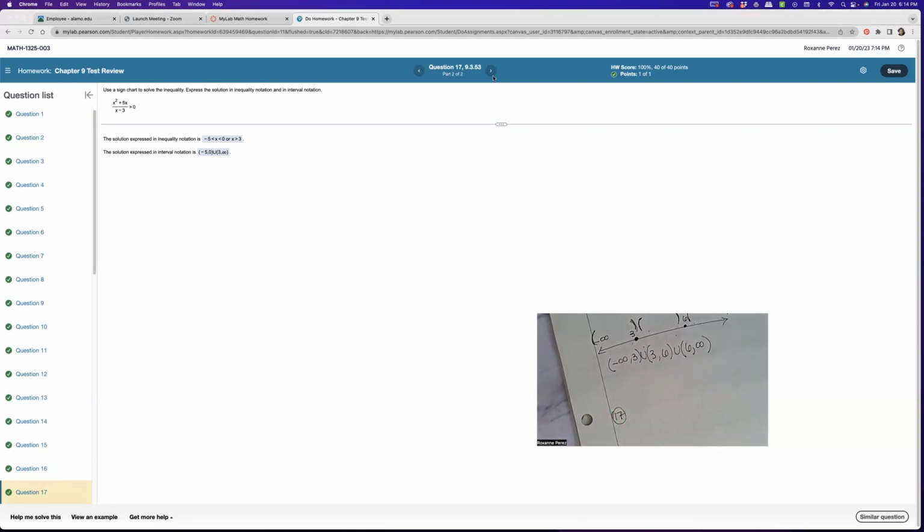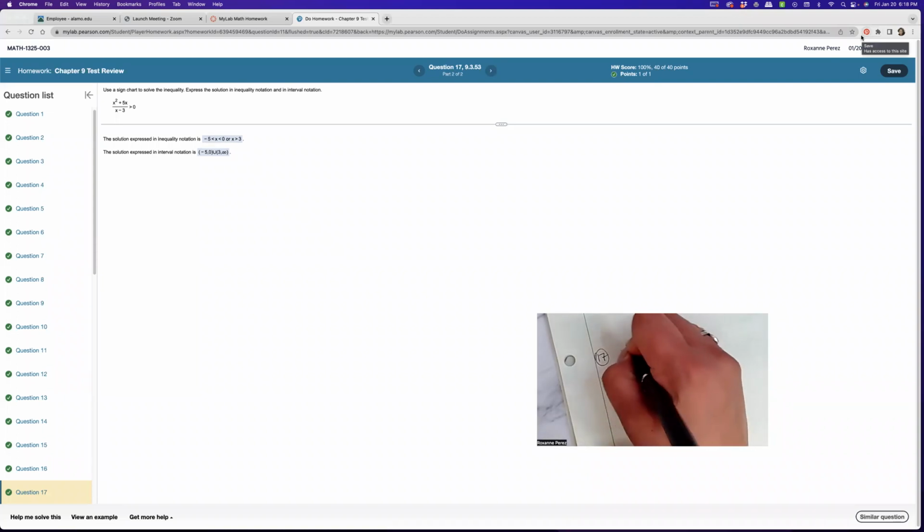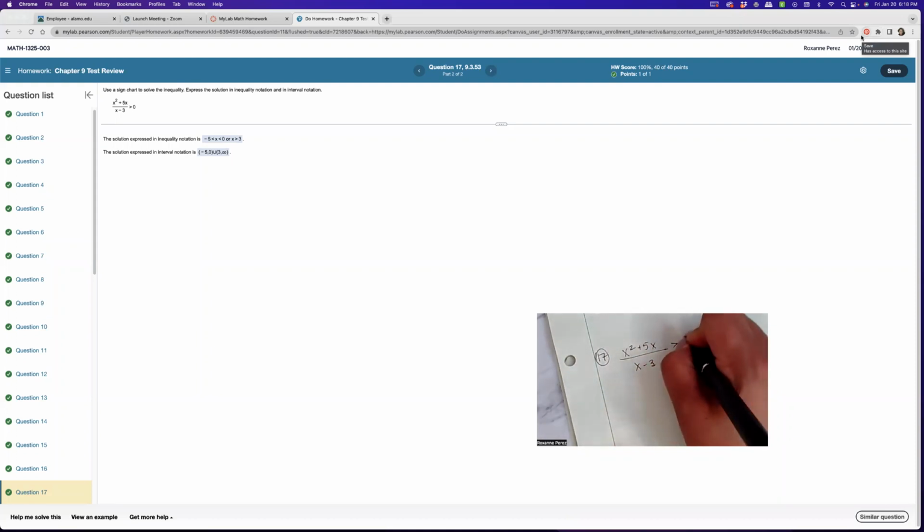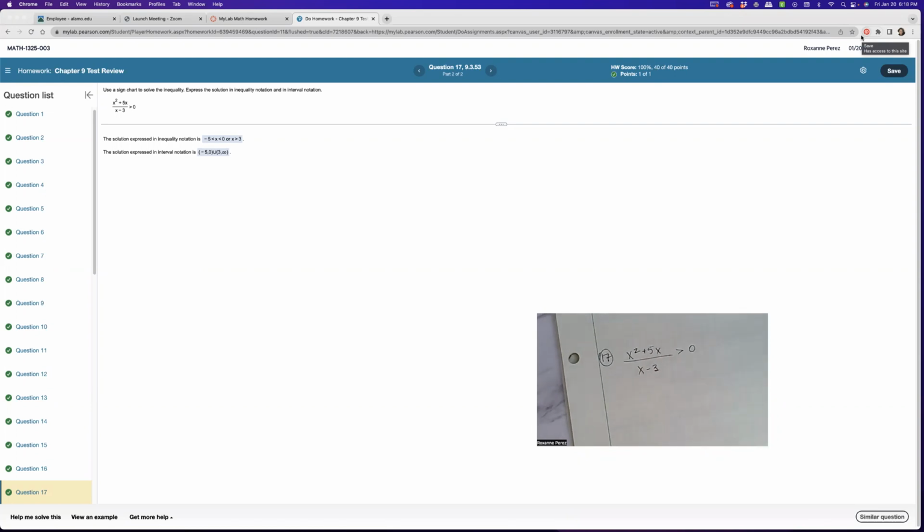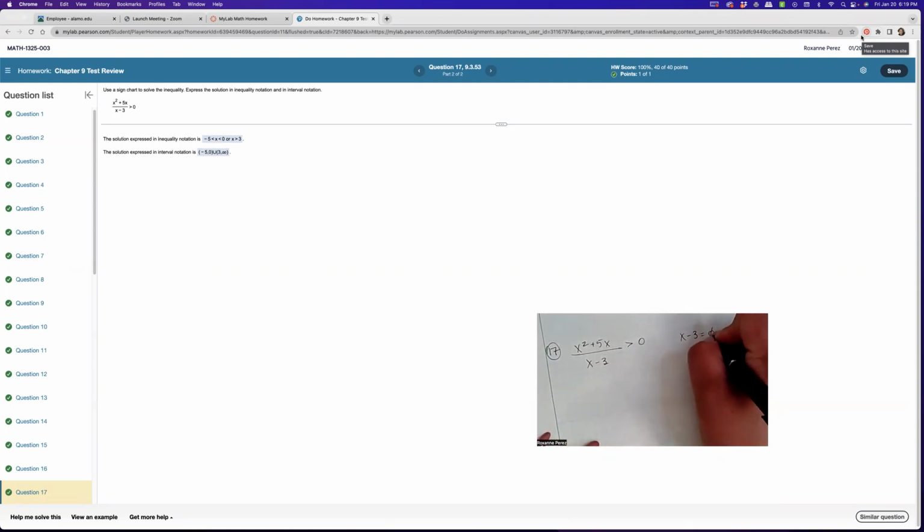17. So let's move on to question 17. Our function is (x squared plus 5x) divided by (x minus 3) greater than 0. Okay, so we're being asked to express the solution in inequality notation and then also in interval notation when this function is greater than 0. So the first thing we want to do is take our denominator, set that equal to 0, and solve. So that gives us x equals positive 3.